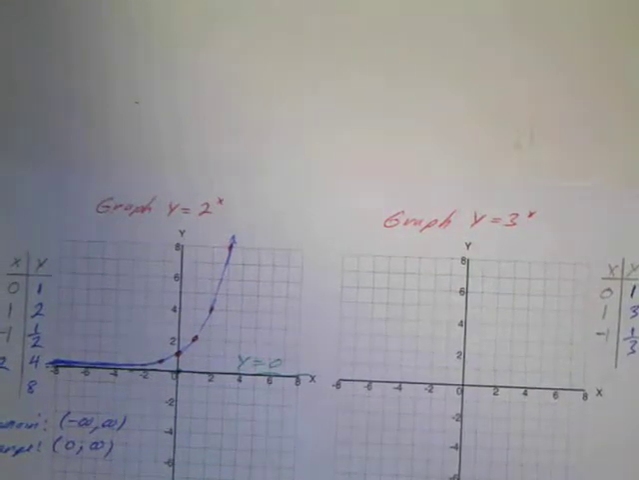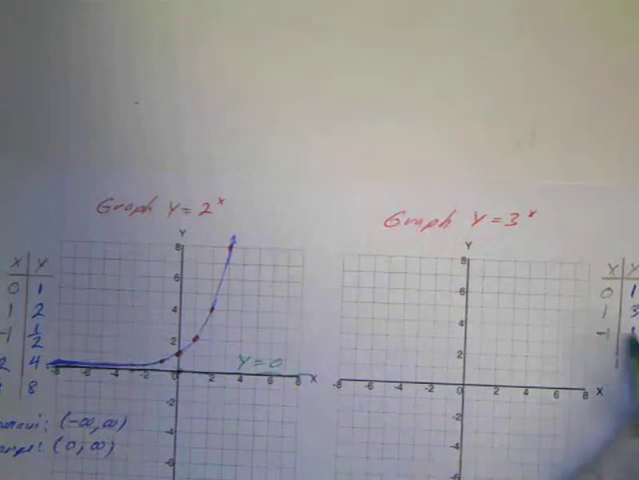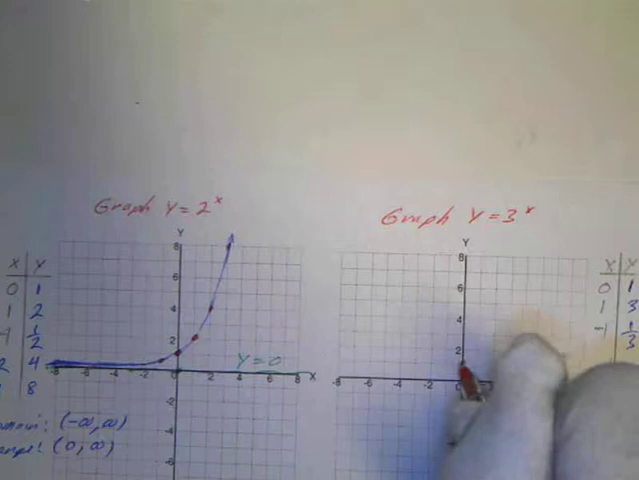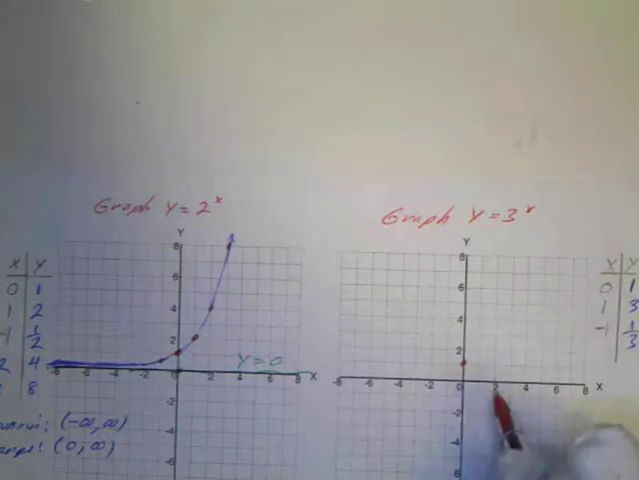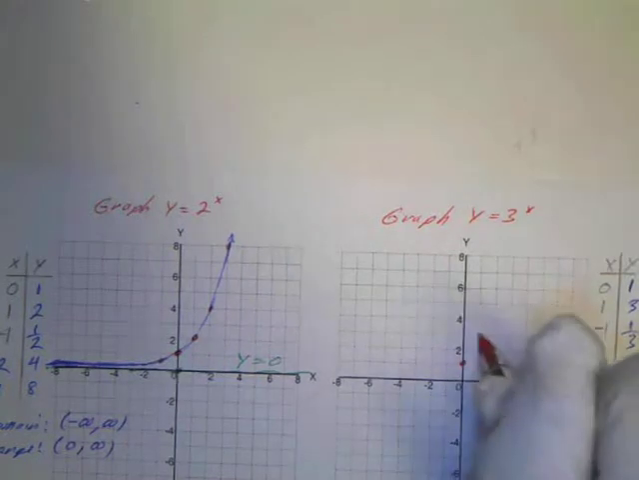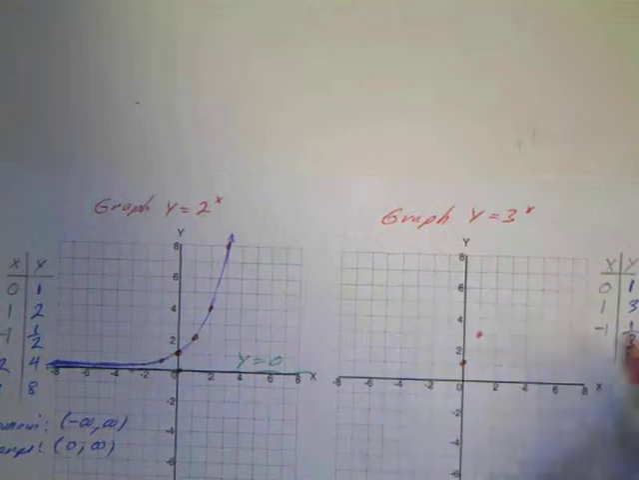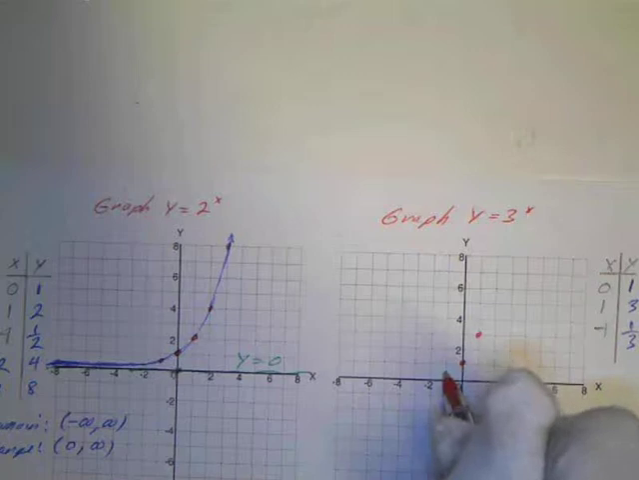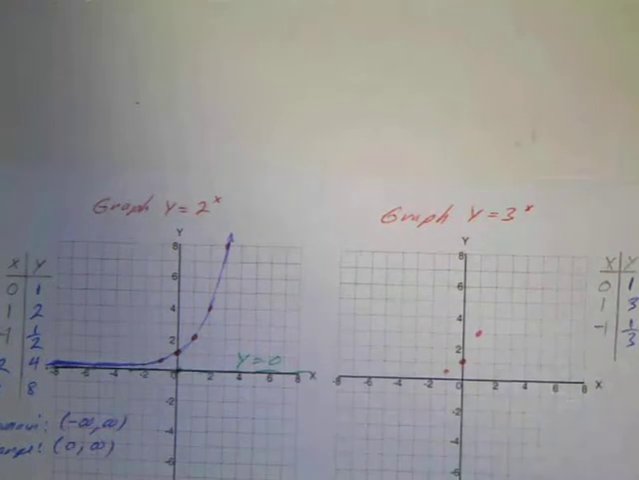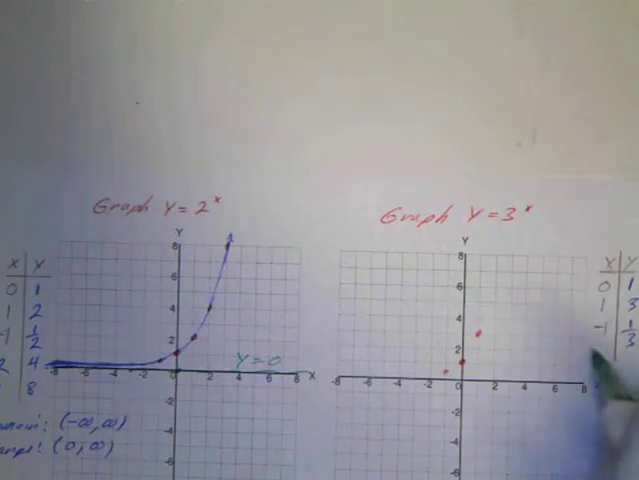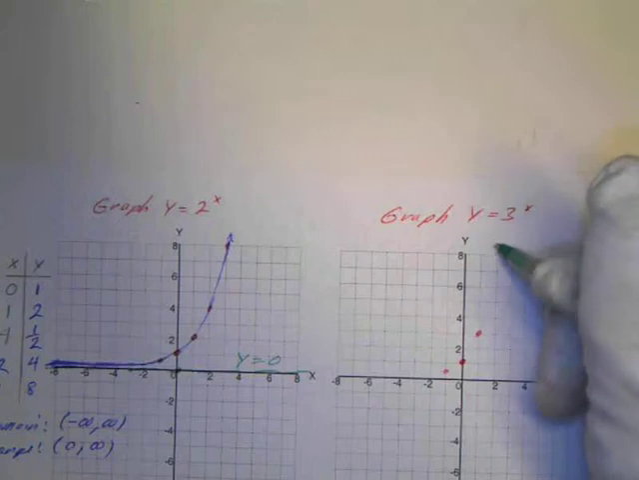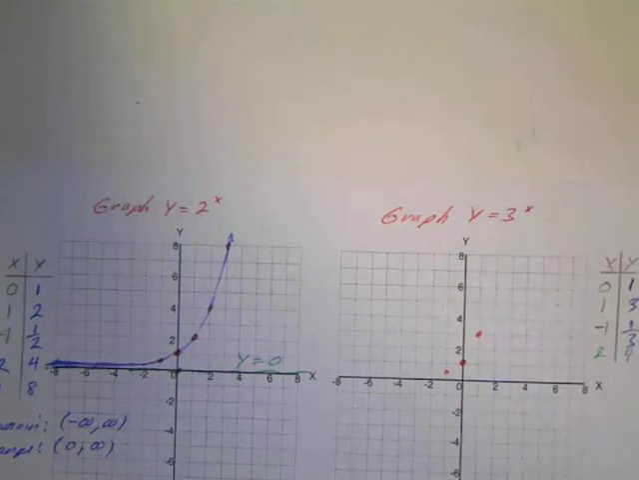We can put those in. So (0, 1) and (1, 3). So this is going to go up a little bit faster here. Out 1, up 3. And back 1, up 1/3. So something like that. And we could try another, but we won't have enough room, because when x is 2, 3 squared is 9. So I'm going to be up here a little bit higher. I could kind of estimate. I'll put it up there, one more.